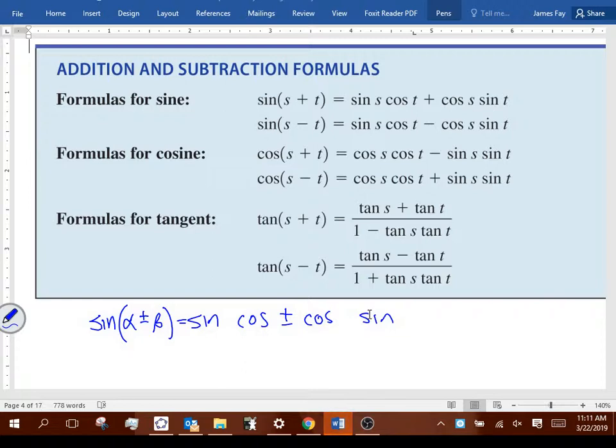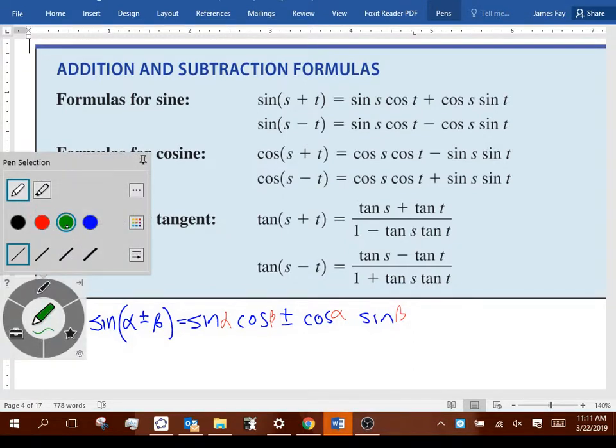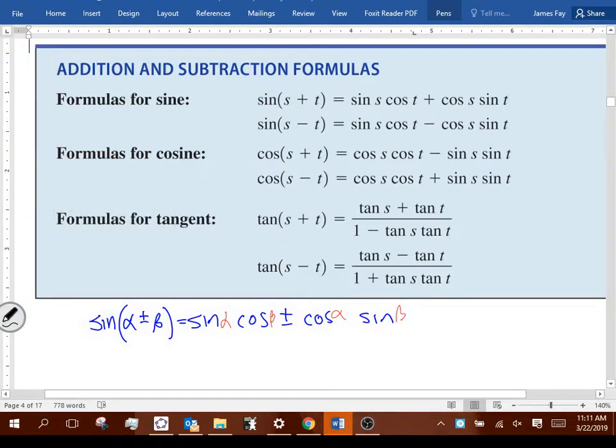Okay? And then if you go back, so I didn't put the angles in, but if you go back, the angles are in the same order that they show up over here. So we go alpha, beta, alpha, beta. And we developed our sine adding and subtracting formula, okay? If you want to do cosine, it's the same process. I go cosine, alpha, plus or minus beta.